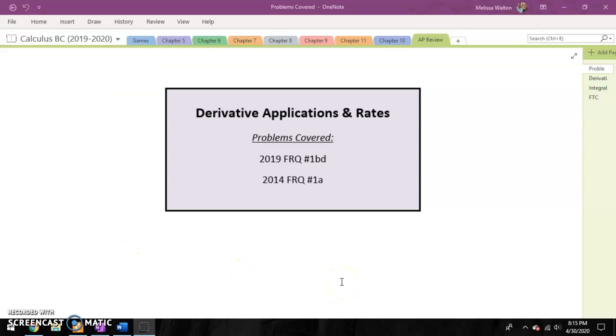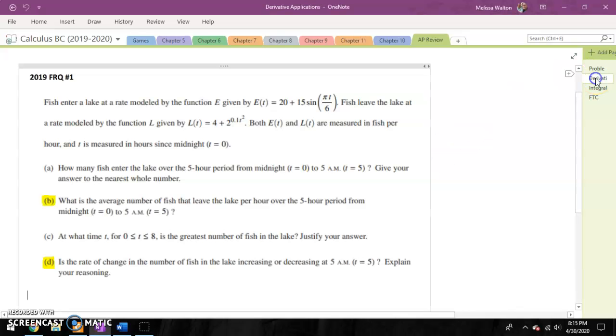The questions that I was asked to complete are 2019 free response question number 1, B and D, and then finally 2014 number 1A. And looking through these problems, it seems like the biggest issue that we are having is knowing what procedure to use when.